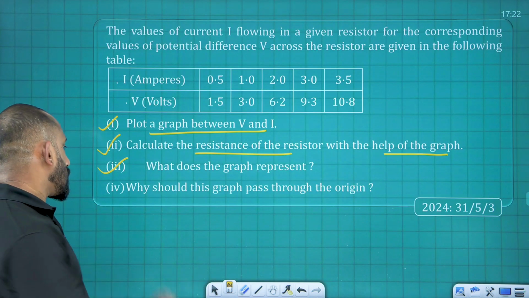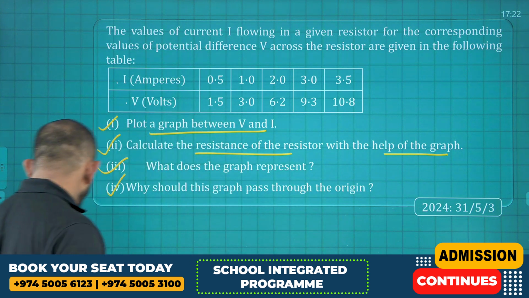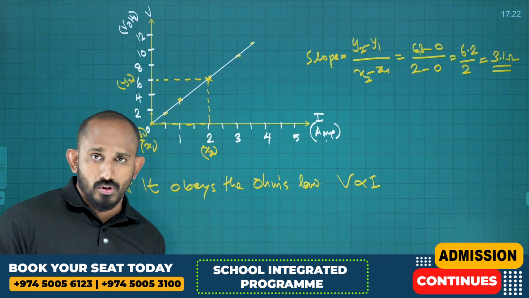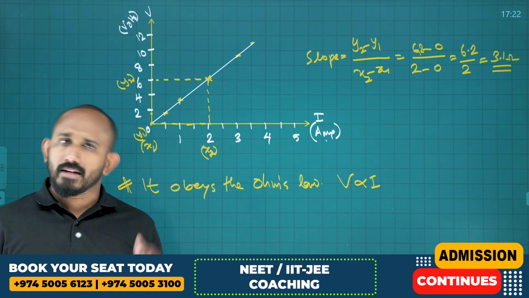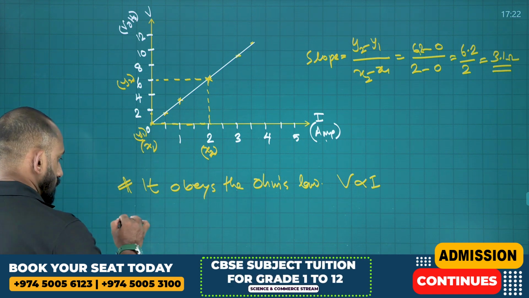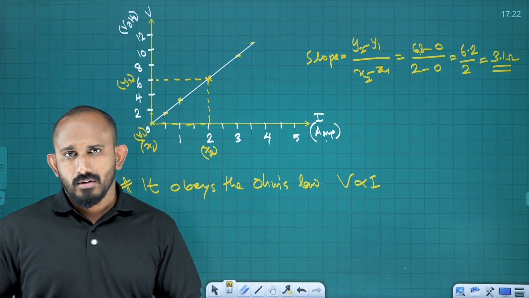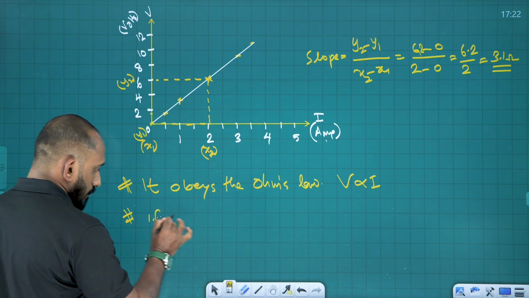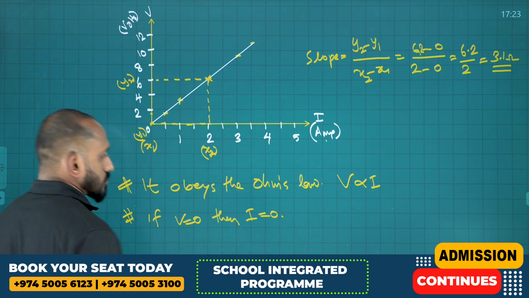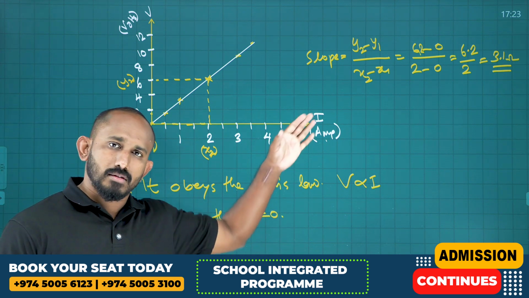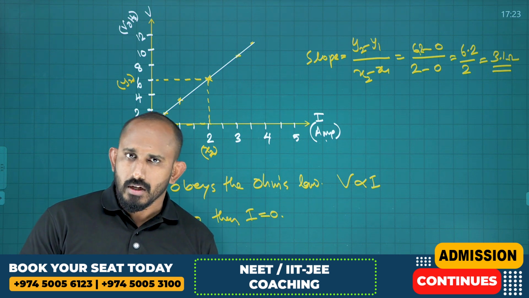Now, one more part is the third part. Why should this graph pass through the origin? It passes through the origin because it exactly obeys Ohm's law, and when voltage is zero, current should be zero. Hence, it should pass through the origin. If there is no potential difference, then current also will not be there. So, V is 0. If V equal to 0, then I also equal to 0. Hence, the straight line passes through the origin. Hope you got it? Let's see the next question.